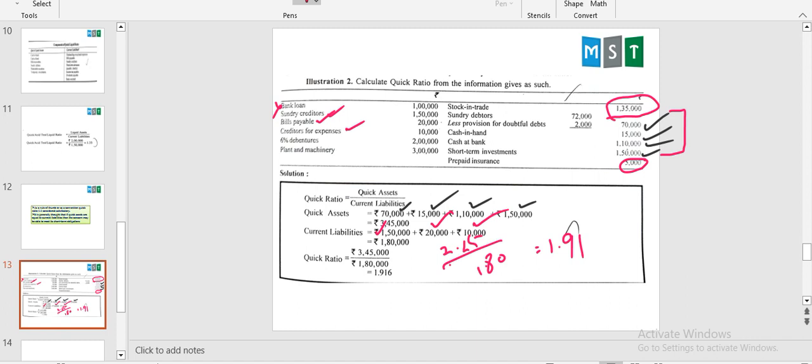Note it, we are excluding the illiquid things. We are taking care of only the liquid things. So we have excluded stock in trade, prepaid expenses and bank loan, because bank loan is also a long term one. In this way only you have to calculate it.